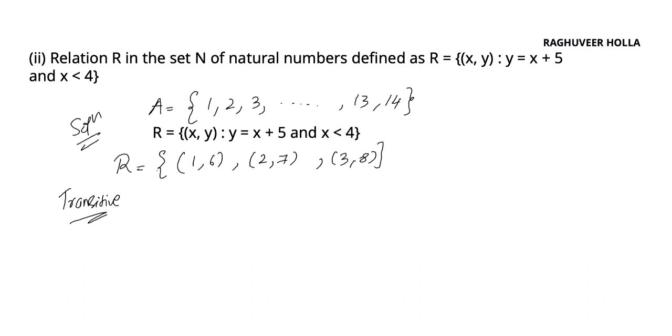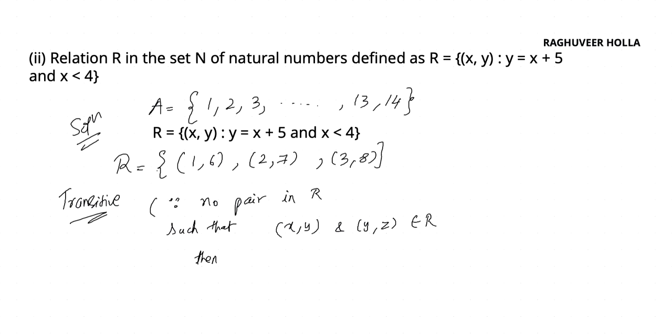Now let us look at whether it is transitive or not. As you can see, there is no pair in R such that x comma y and y comma z belong to R and x comma z does not belong to R. So R is not transitive.